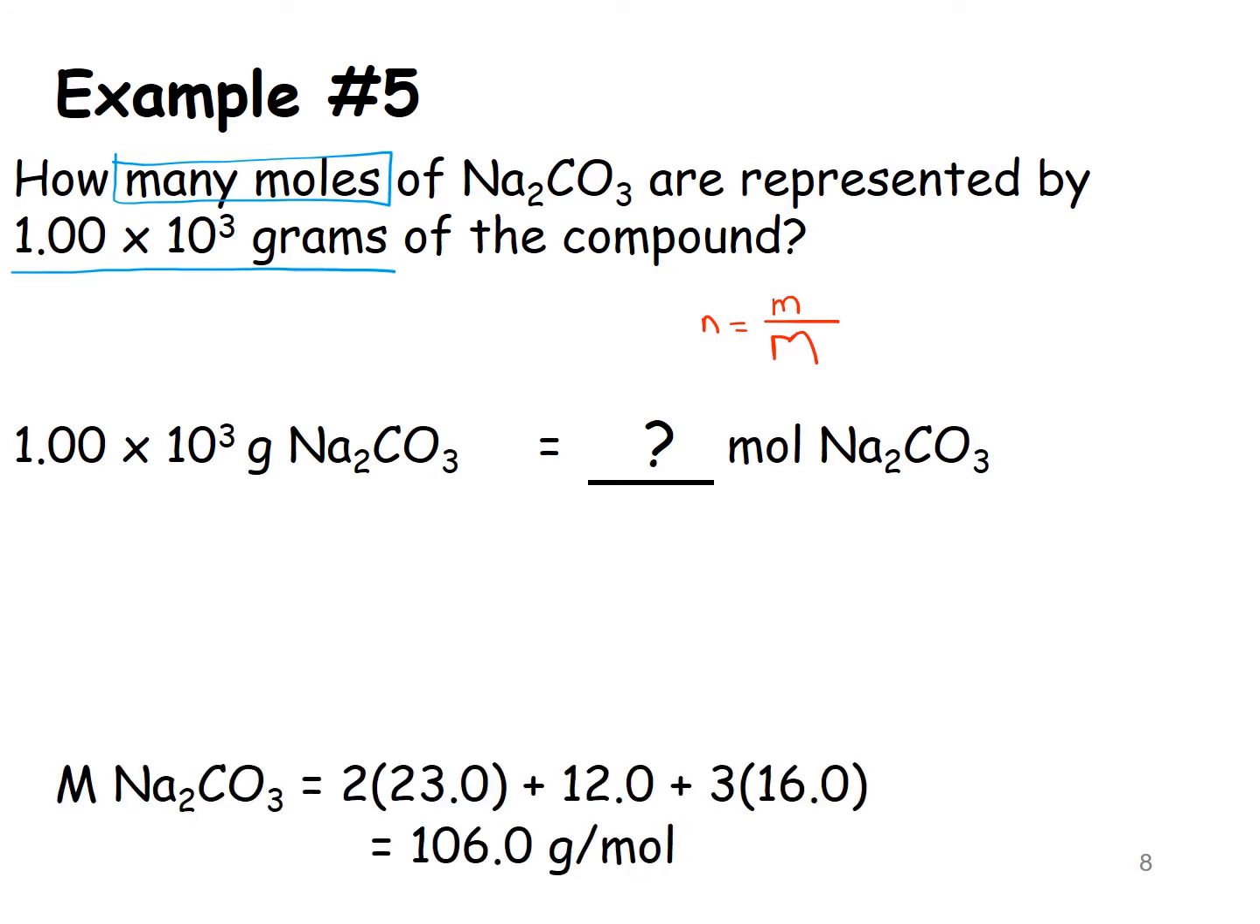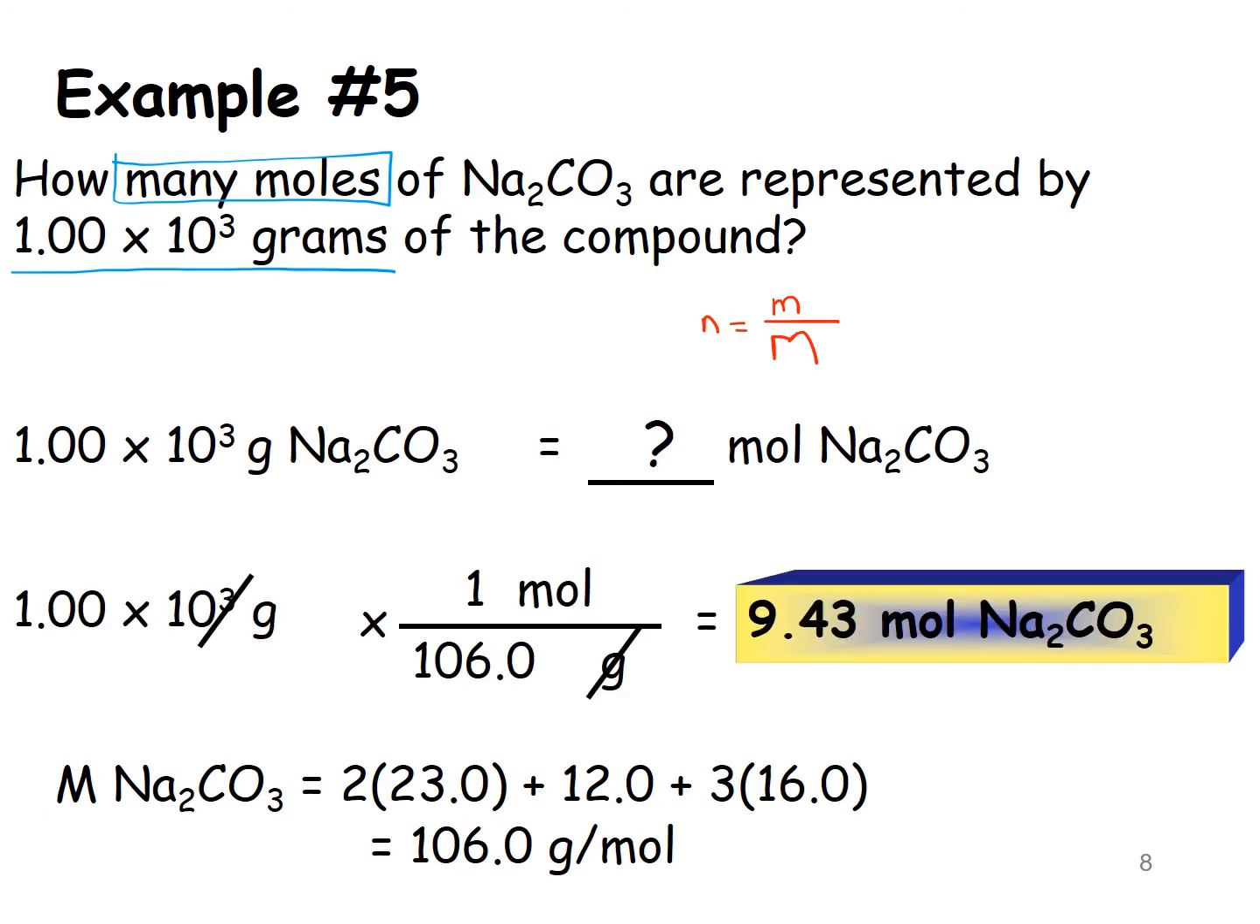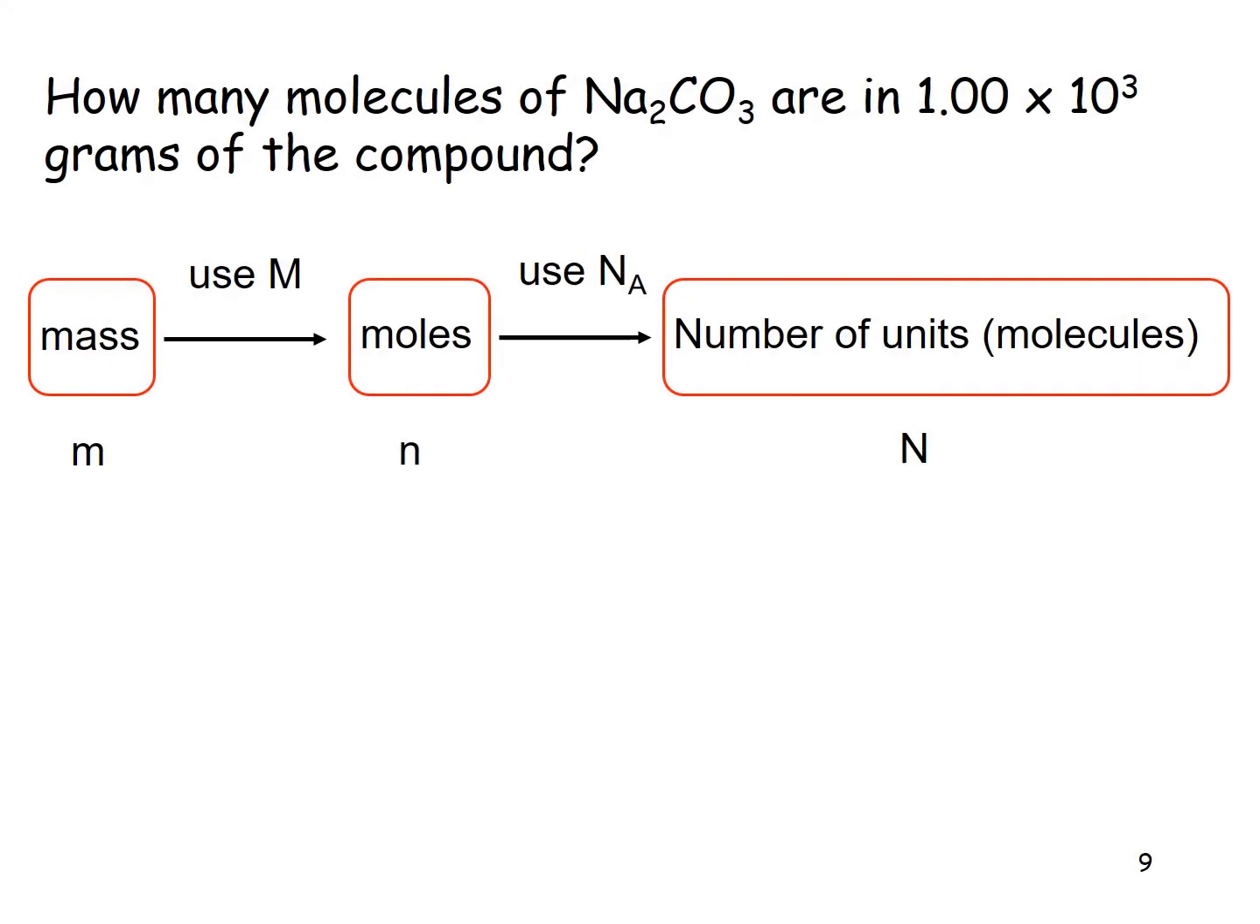So this is going to be 1000 divided by the molar mass of the sodium carbonate, which is about 106 grams per mole. So divide these two numbers. Now let's take this problem one step forward. So it says how many molecules of sodium carbonate you have in 1000 gram of the sample.